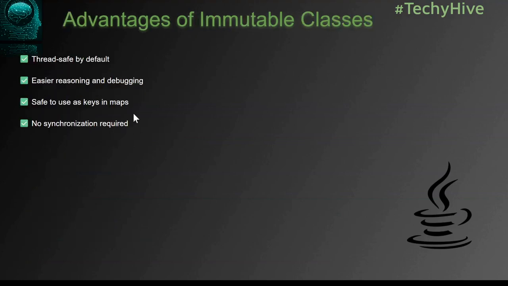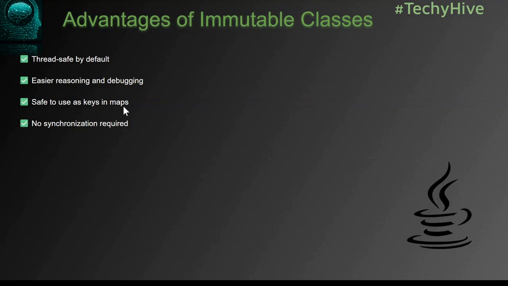Next, let's see what are the advantages of the immutable class. Okay, so thread safety by default. Because these classes are immutable, the state is never changed by any thread, so they are thread safe. So all threads will see the same state of the object. Easier reasoning and debugging, because the values are predictable, as given at object construction time. Safe to use as keys in a map.